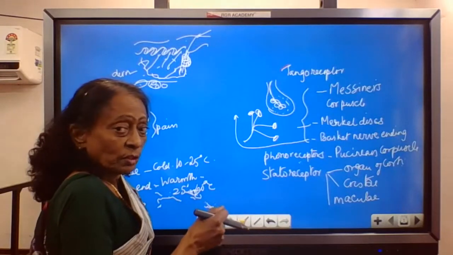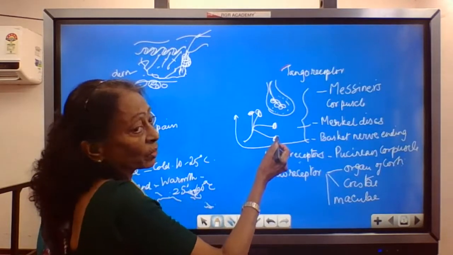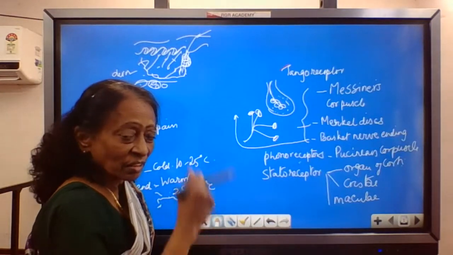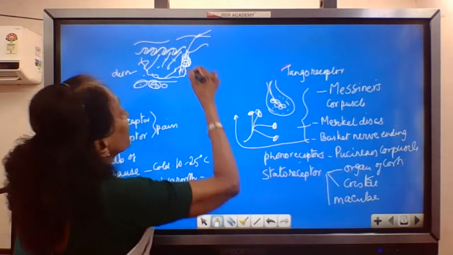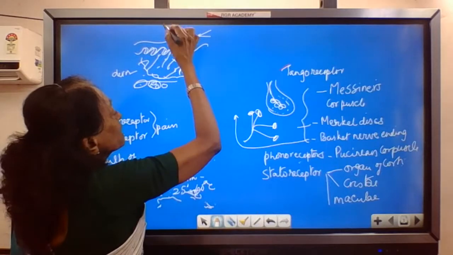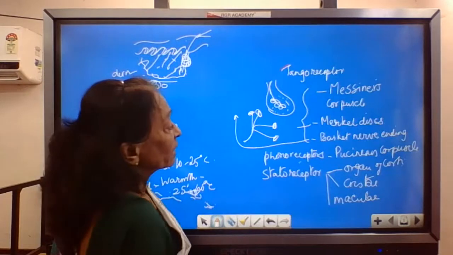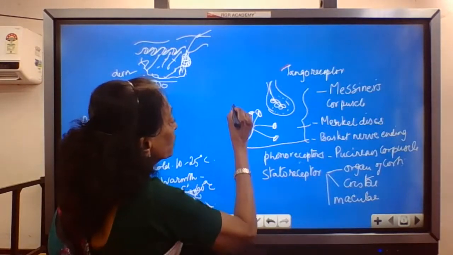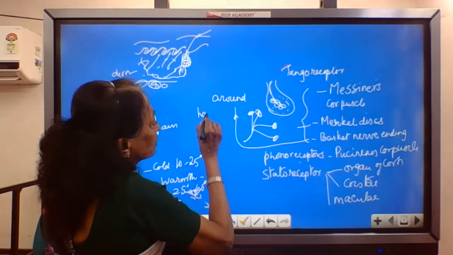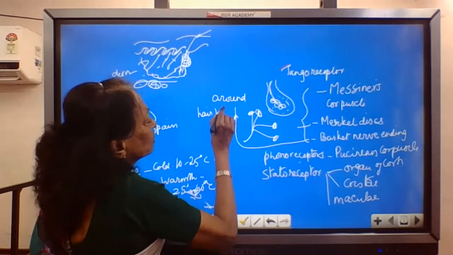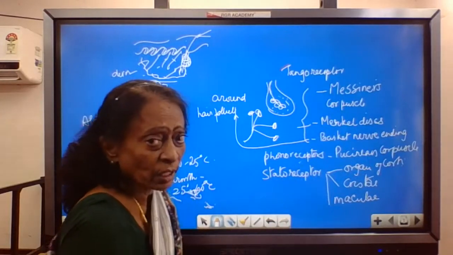So the stimulation which you receive is mainly the pressure which is applied onto you when you comb your hair, pressing it down. So these are the basket nerve endings. The nerve endings in the dermis will be forming a network around the hair follicle. That is the peculiarity. This is around the hair follicle. All these are on the skin. We are talking about the skin only.